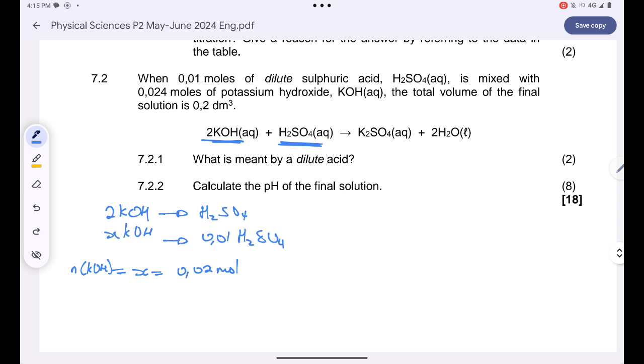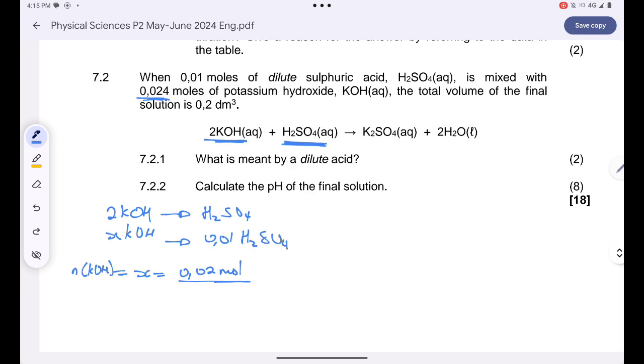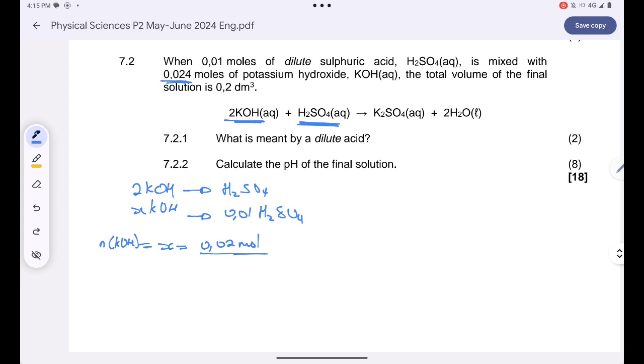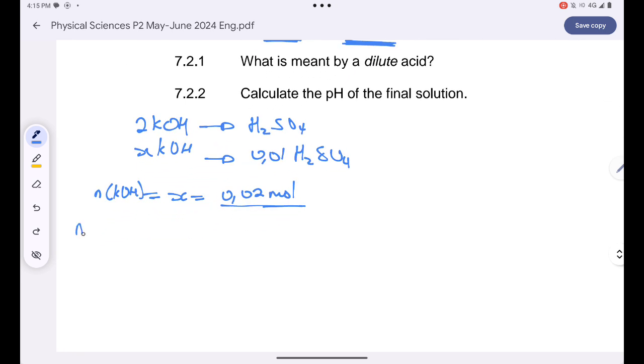Are we together? But remember that, guys, I was already given 0.024 moles of my potassium hydroxide, but I only need 0.02 moles of my potassium hydroxide to completely neutralize my acid. Are we together? That means I will have some moles of my potassium hydroxide in excess. Okay, let's find the number of moles of the potassium hydroxide in excess.